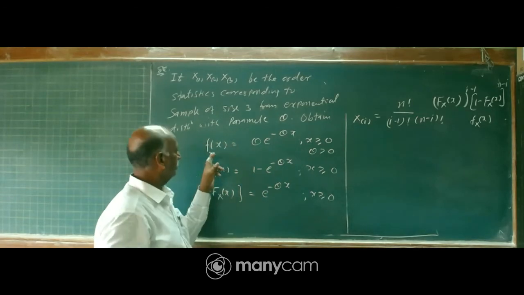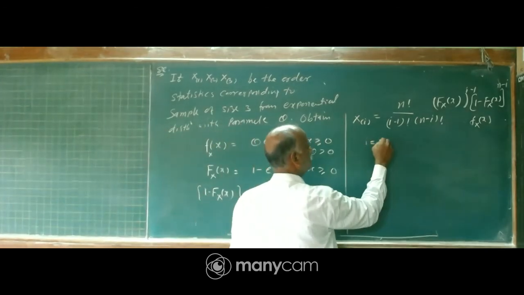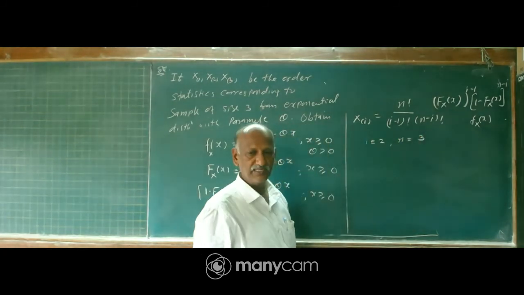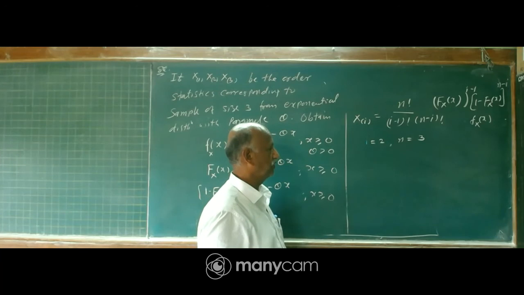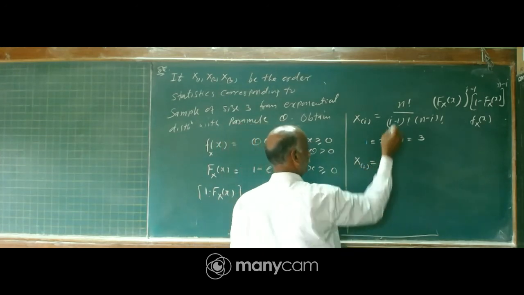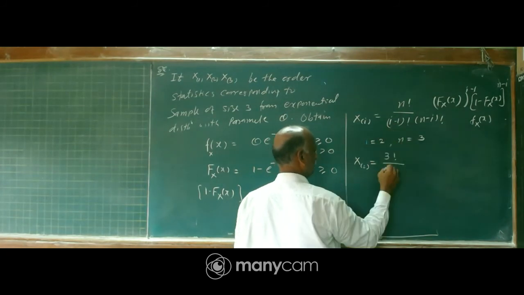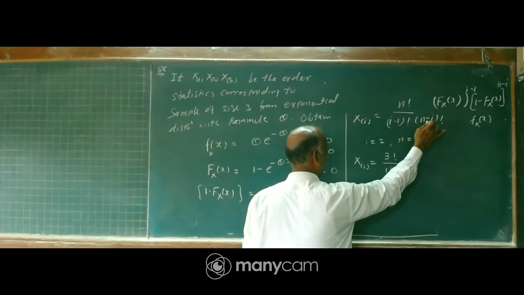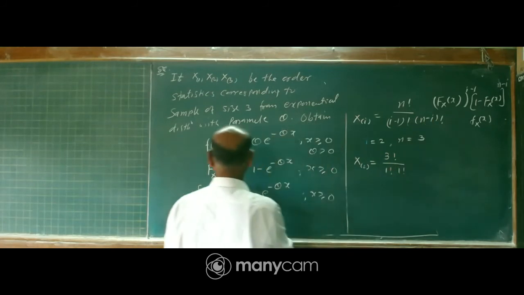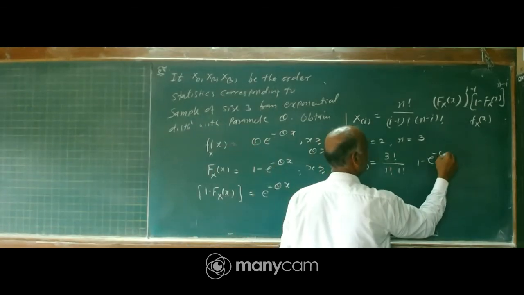Now we want X order 2 for the median, so we should take the value of i as 2. So let us take i is equal to 2 and sample size n is equal to 3. So putting i is equal to 2 and n is equal to 3, we get for X order 2: n factorial is 3 factorial divided by (i minus 1), so 2 minus 1 is 1 factorial. n minus i is 3 minus 2, that is again 1 factorial. What is our F(x)? F(x) is equal to 1 minus e raised to minus theta x. So 1 minus e raised to minus theta x.